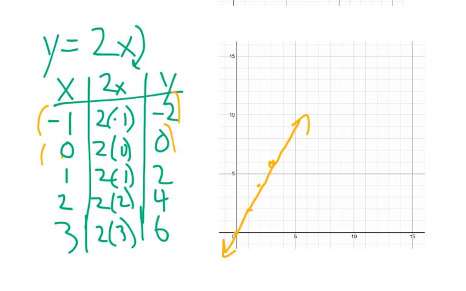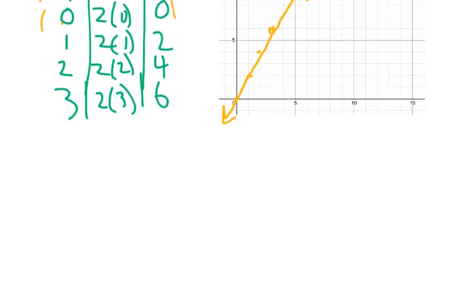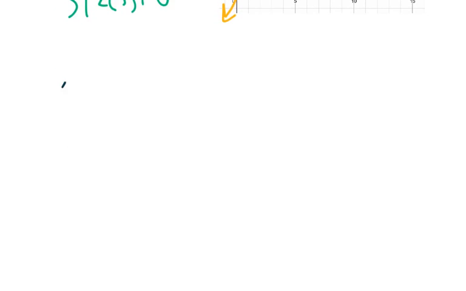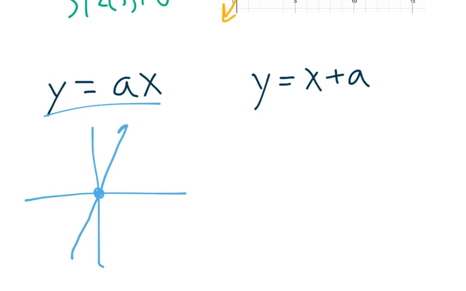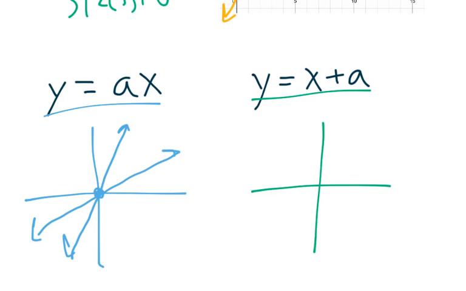Now, before we move on to the next idea, I would like to show you something. All right, so if we have y equals ax versus y equals x plus a, we're going to see a subtle difference in our graphs. So for y equals ax, our graph will always go through 0, 0. The thing that's going to change is perhaps how steep it is. Now, we compare that to y equals x plus a. What's going to change is where this graph goes through the y-axis.